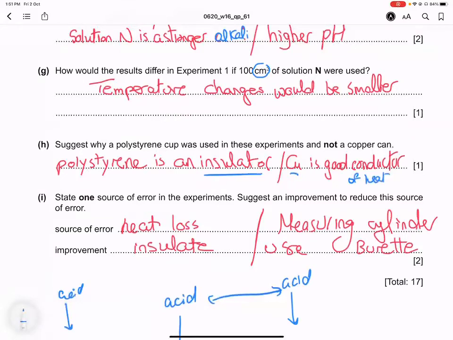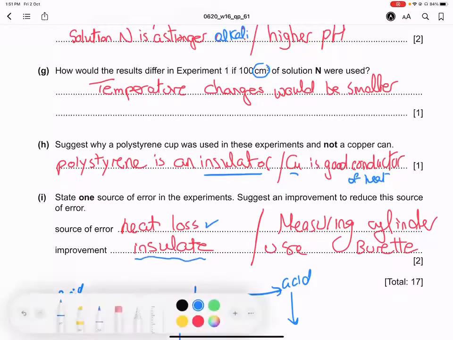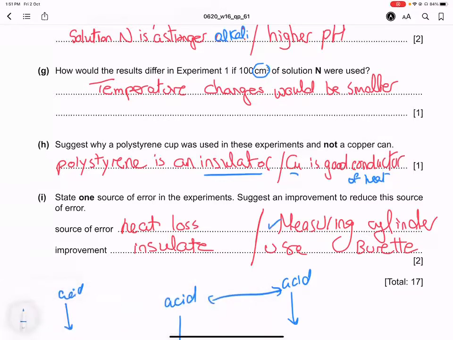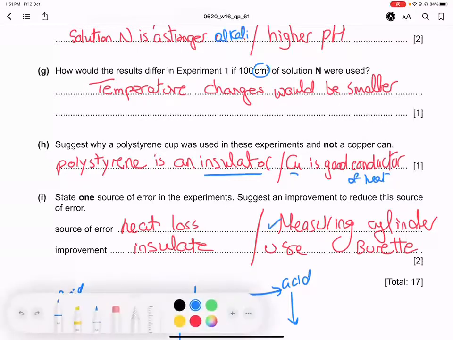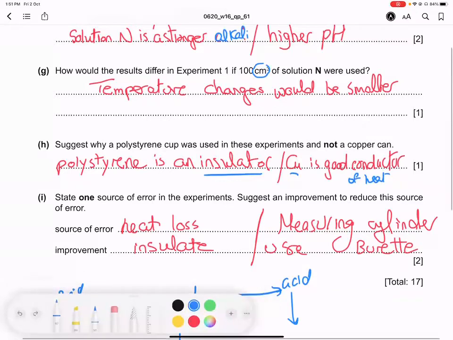State one source of error in this experiment and suggest an improvement to reduce this source. Heat loss to the surrounding. Even when he's using polystyrene, heat loss to the surrounding can happen. The improvement is to insulate the whole apparatus, okay, you put the whole apparatus in some sort of insulation from heat. The better answer in my opinion is that using a measuring cylinder is a very common source of error, and the improvement is to use a burette or a pipette. Stick with burette, better. Okay, so this is the source of error.